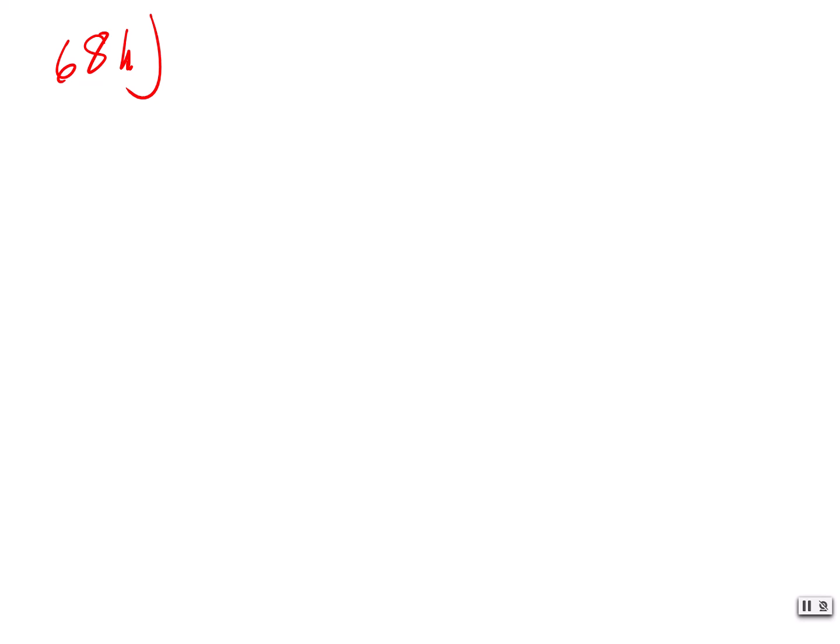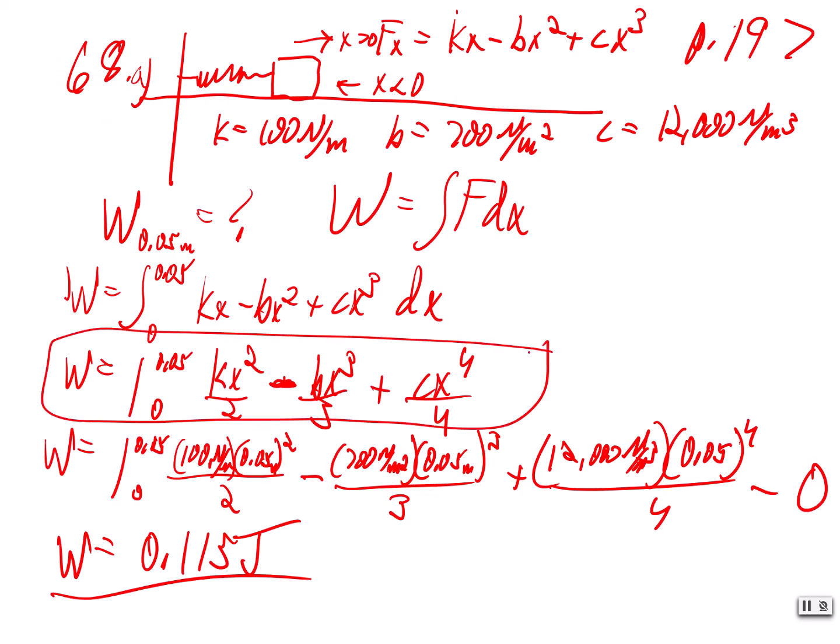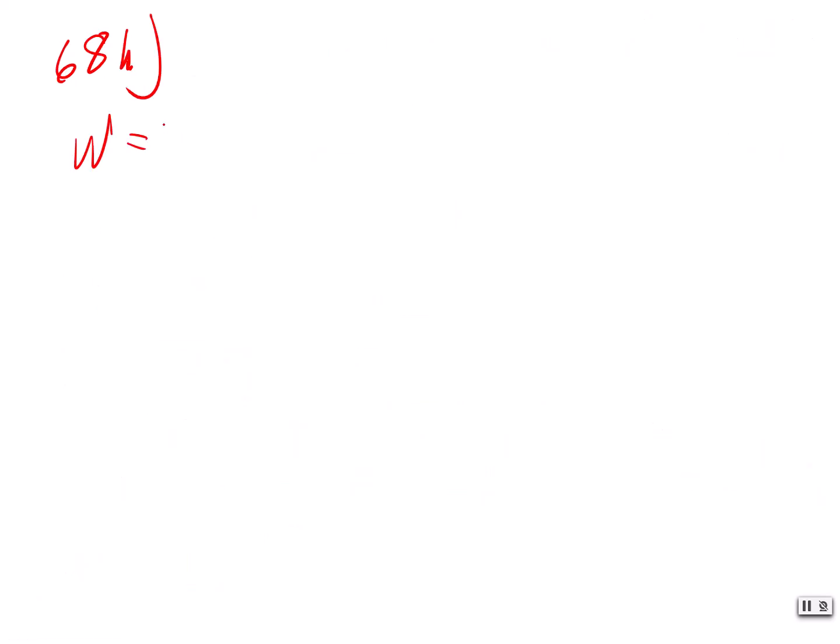It says to compress this spring by 0.05 meters from its unstretched length. All right, well, you're going to use the same equation that we've already discovered. Go back. You're going to use that right there. The only thing that's going to be different is now it's negative. So now we're going to integrate it like this. It's going to be from negative 0.05 to 0.